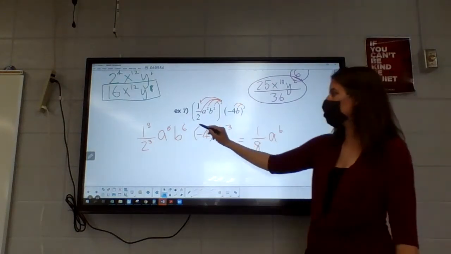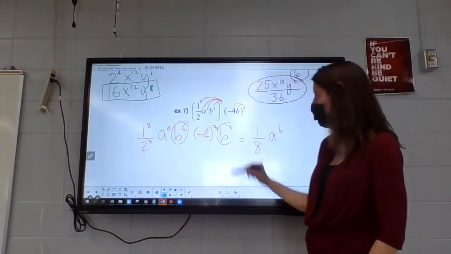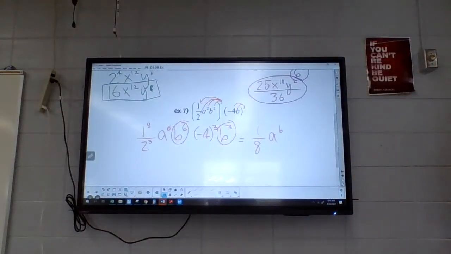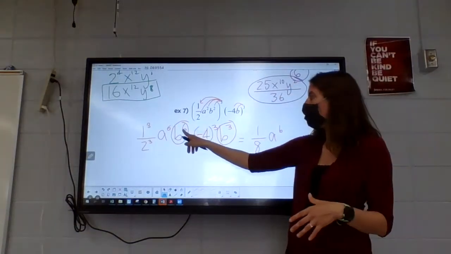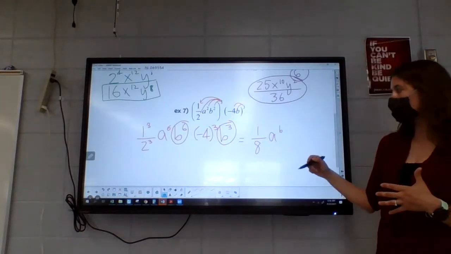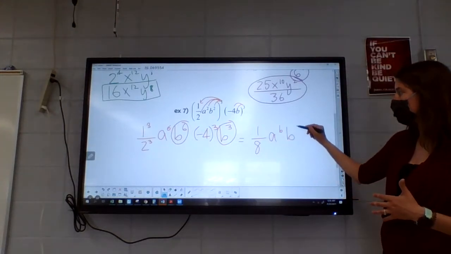That b to the 6th is bugging me because I know I can go with this b to the 3rd. So I want to put those two together. So that's going to be b to the, what's the rule with that now? The 9th. We're adding those exponents. So remember, when we go back to the front side of the page, we add the exponents because we're multiplying those bases. So this is b to the 9th.